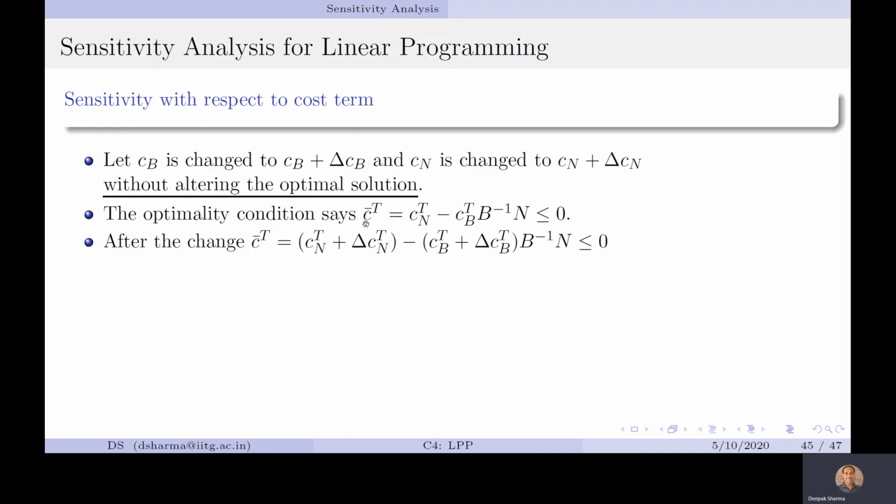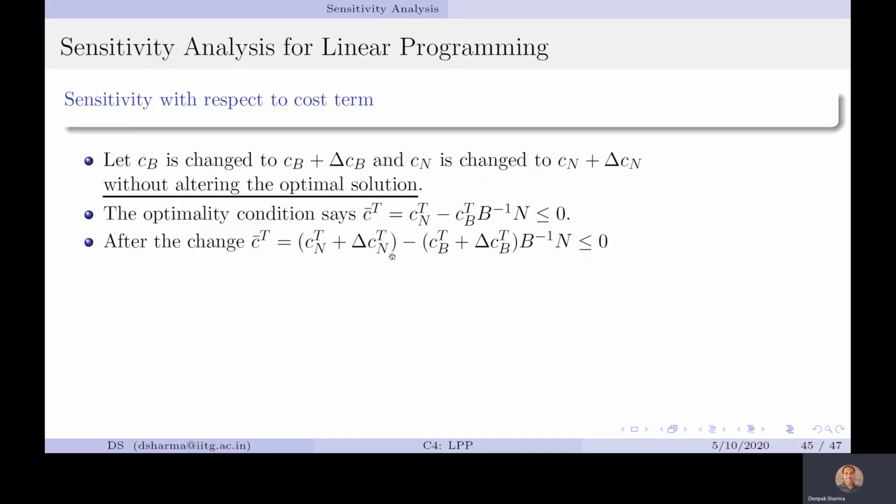Now this optimality condition, C bar transpose, we have already used, that should be smaller than 0. If I am going to change the cost coefficient of the basic and non-basic variable, then you remember that we generally calculate the delta FQ value. If the delta FQ value is always smaller than 0, then there will be no entering variable. Since there will be no entering variable, our optimum solution will not change. In this case, if we follow this condition as it is given as C bar transpose, now let us include the change.